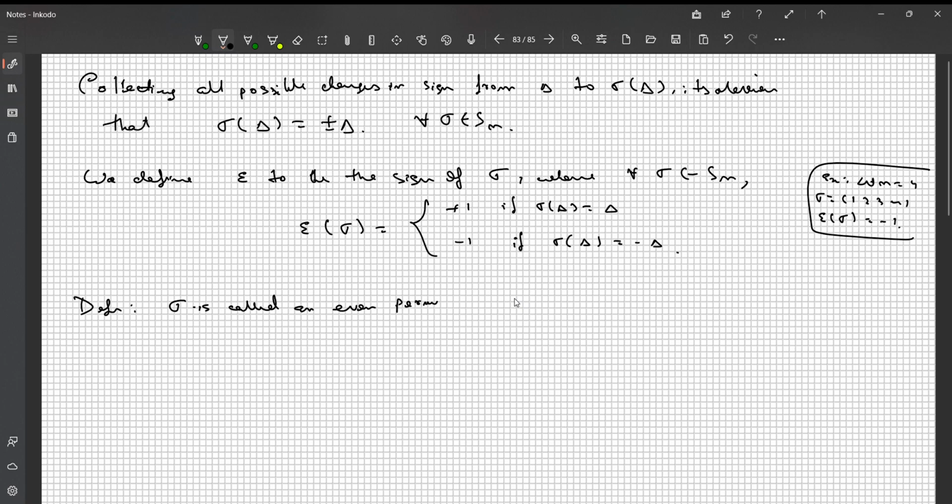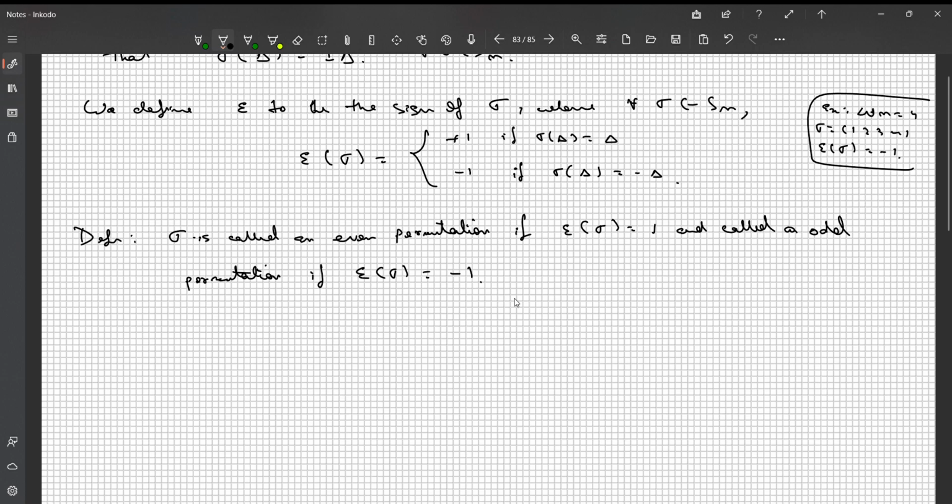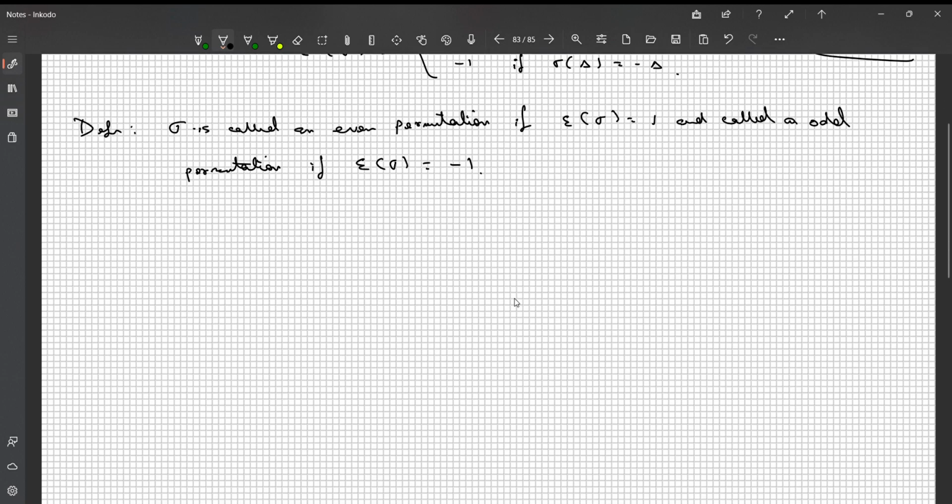Okay. So this epsilon is called the sign of sigma. Definition: sigma is called an even permutation if the sign of sigma is 1, and called an odd permutation if the sign of sigma is minus 1. Clear?